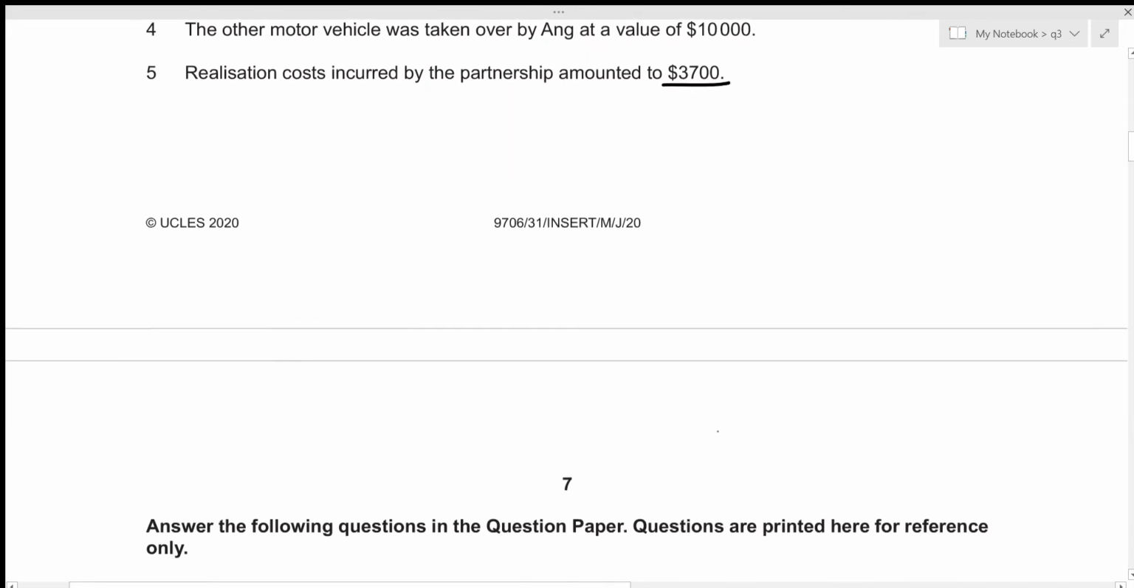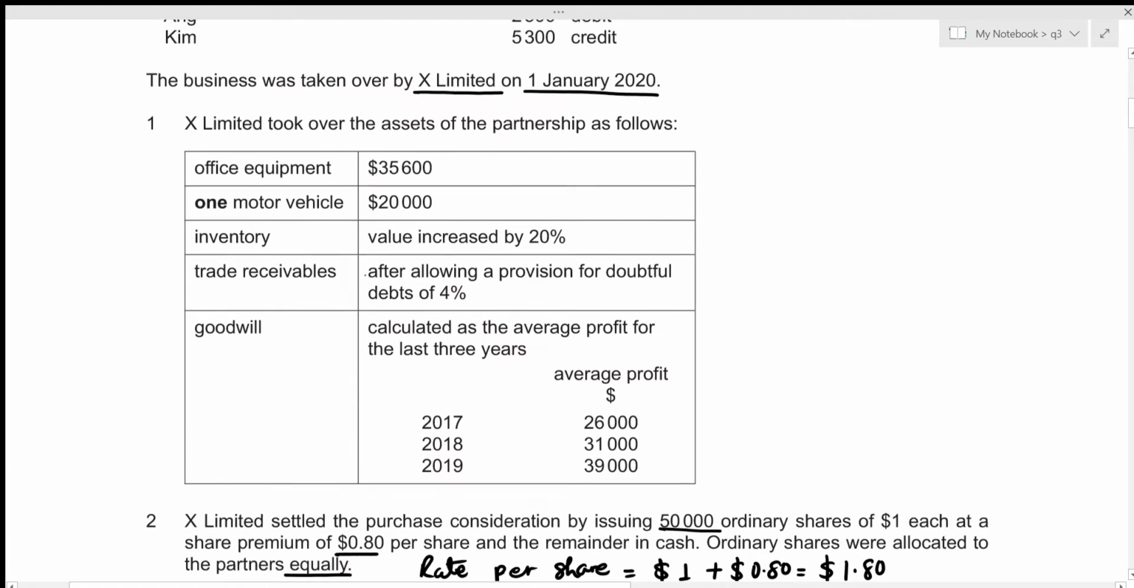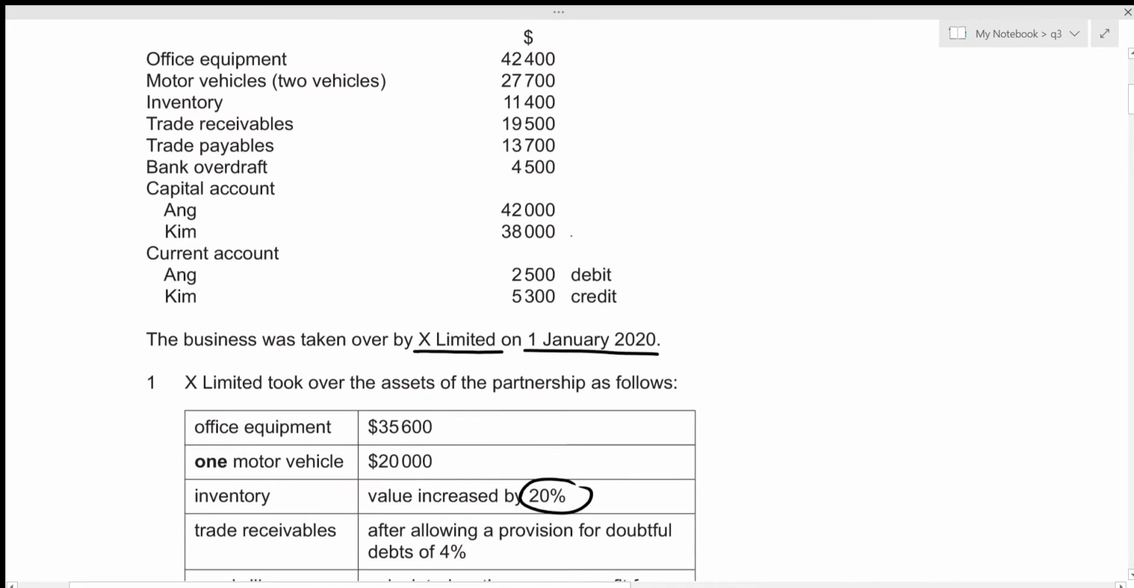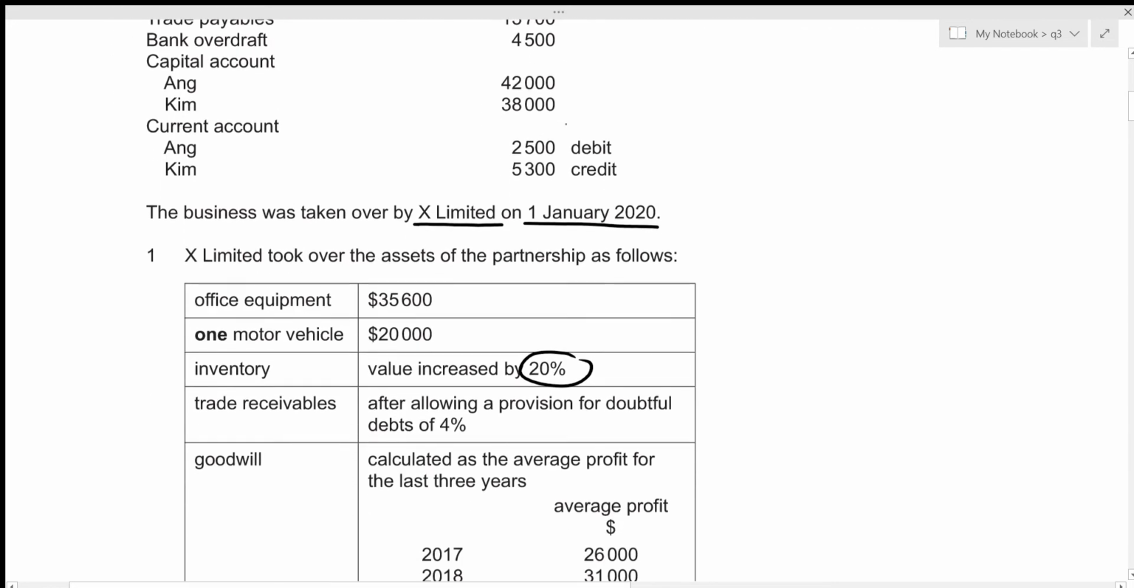Now let's have a look at our question. For the first part, we need to calculate the purchase consideration payable by X Limited. So we were given the conditions on which X Limited took over the assets above. So office equipment was taken over at the value of 35,600. One motor vehicle was taken over at the value of 20,000. Then the inventory was taken over after increasing its value by 20%. So let's have a look at our existing value of the inventory, which is given right here. It amounted to 11,400.